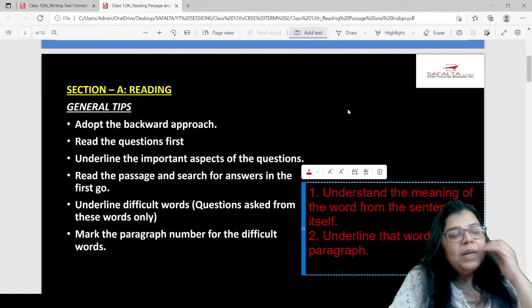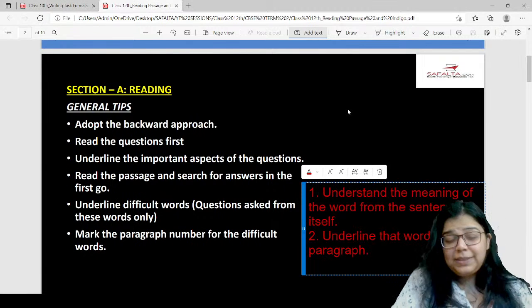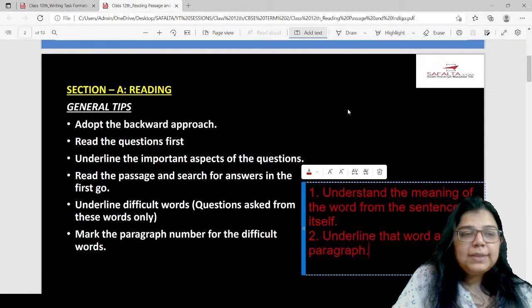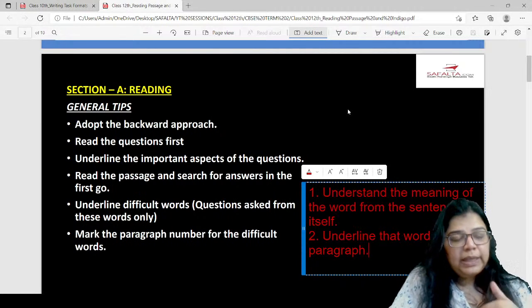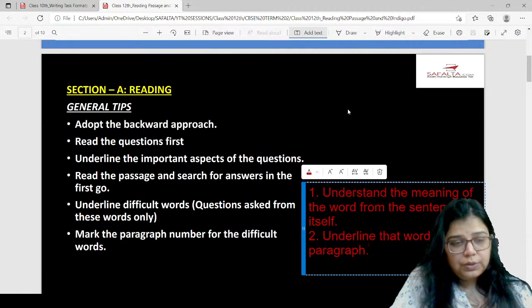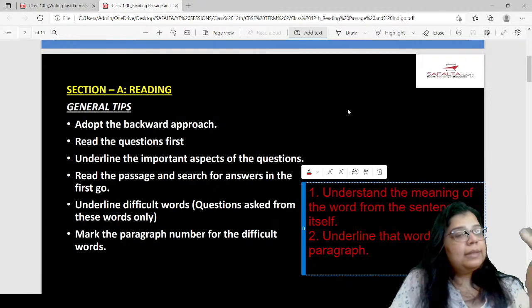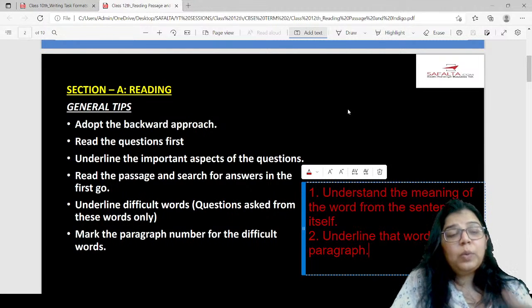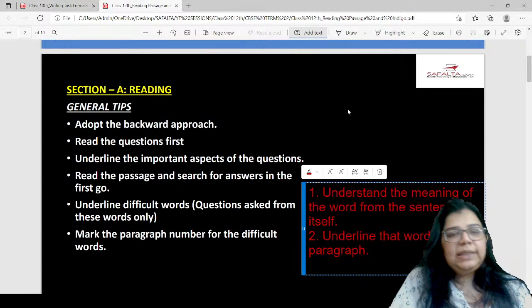So, the first one is, you read the passage. Sorry, what am I saying? My bad. You first read the questions, then you go back to the passage with the sole objective to understand the answers to your questions. You do your entire section based on that, and then with the remaining difficult words, the questions related to difficult words, it could be synonyms, antonyms, phrasal verbs, anything.